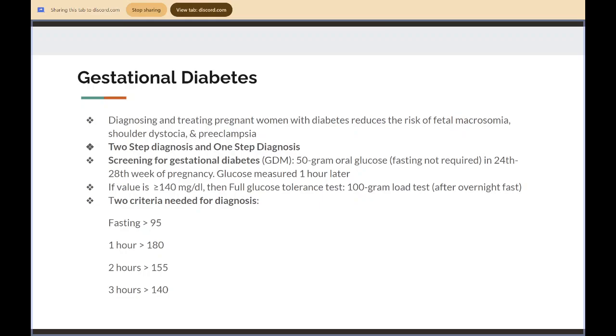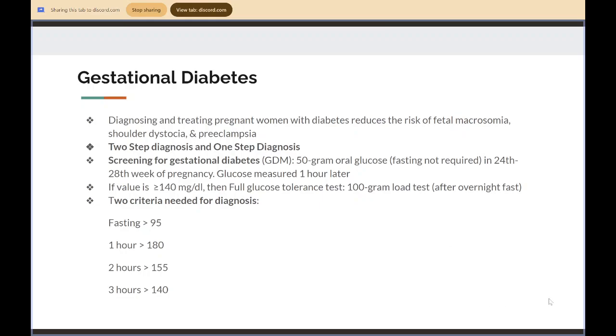So there's a 2-step diagnosis and a 1-step diagnosis. For the criteria on this slide is going to be the 2-step diagnosis. You have screening for gestational diabetes. You do a 50-gram oral glucose. Fasting is not required. In the 24th to 28th week of pregnancy, glucose will be measured 1 hour later.